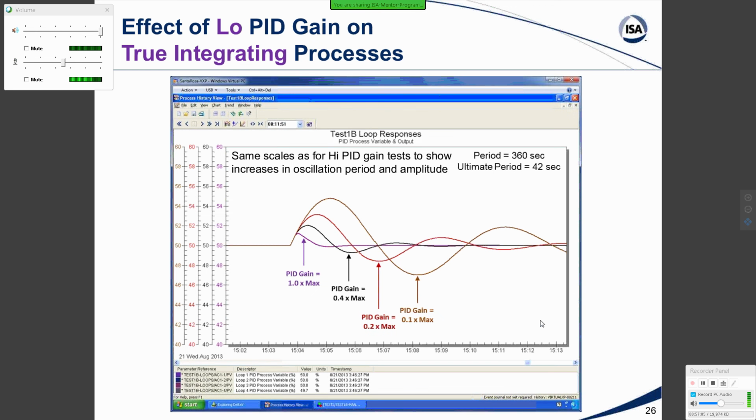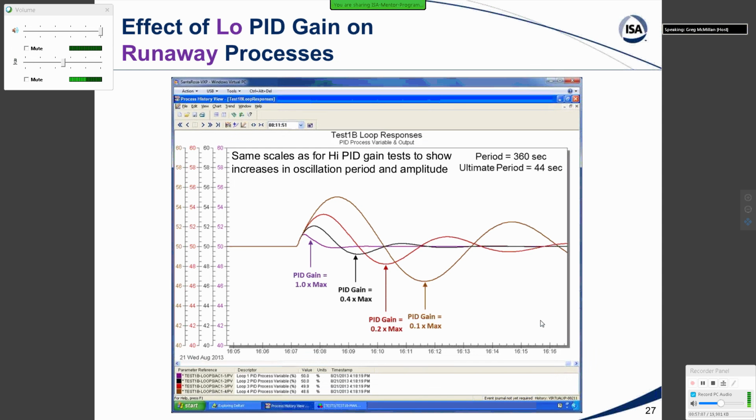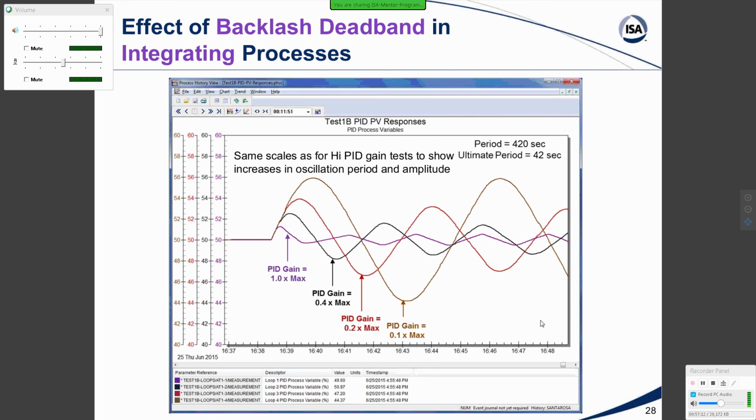And here we see it for a true integrating response, it's even worse, and then, of course, as you might expect, for a runaway, it's very bad. And then we have a similar situation, in a way, where low PID gains make oscillations worse if we have backlash in an integrating process. If we have the PID gain we're entitled to, there's still an oscillation. But it gets a lot worse as we decrease the PID gain.